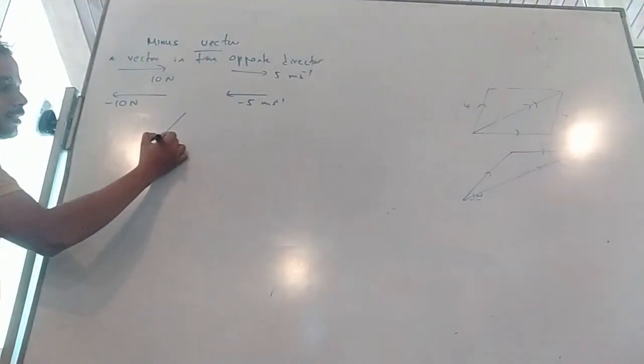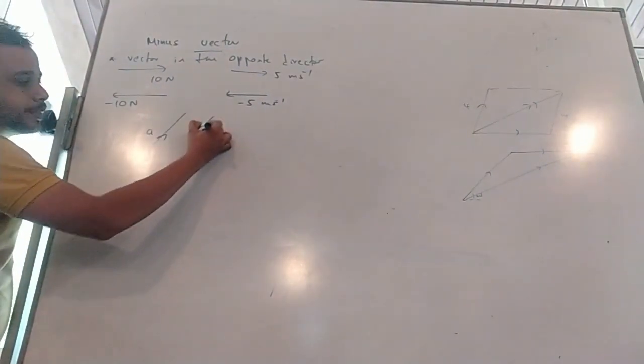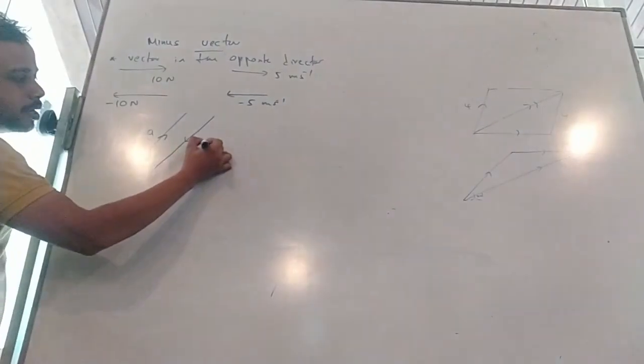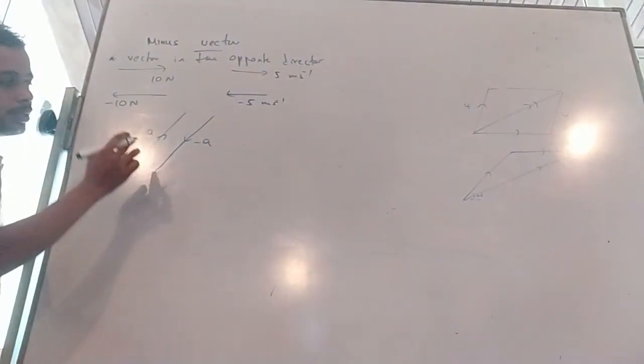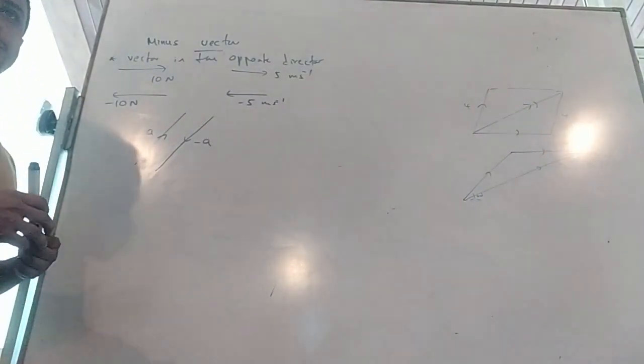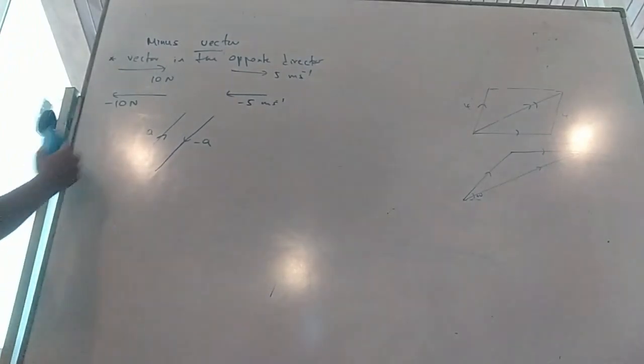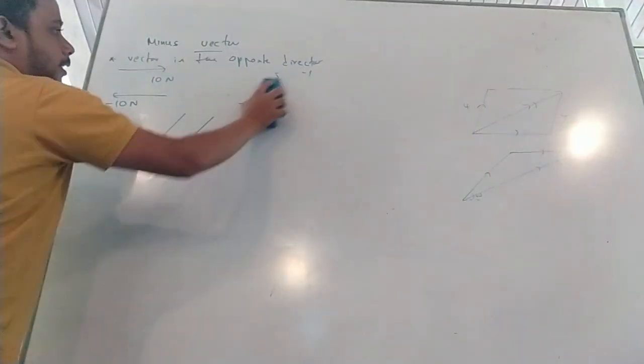So this is A. That means this one is minus A. Same magnitude but in the opposite direction. Understood? Write like this.